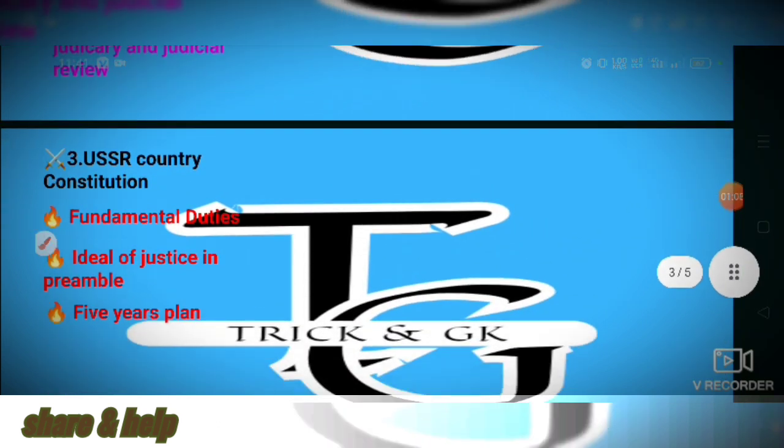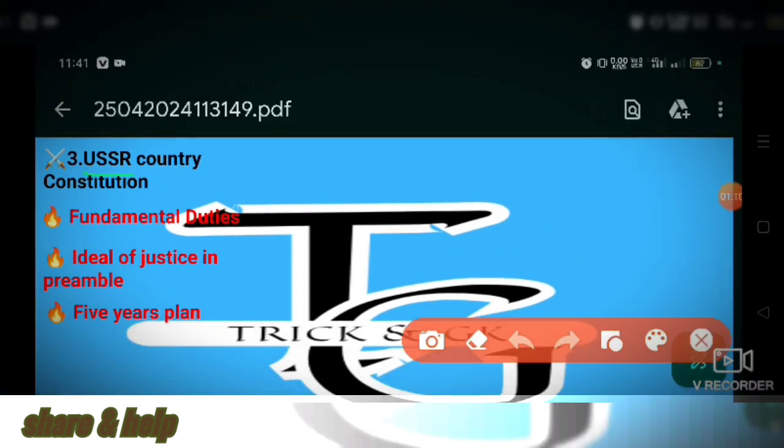Third country, USSR. USSR means now Russia. Okay, Russia. First point, fundamental duties. Second point, ideal of justice in preamble and five-year plan.